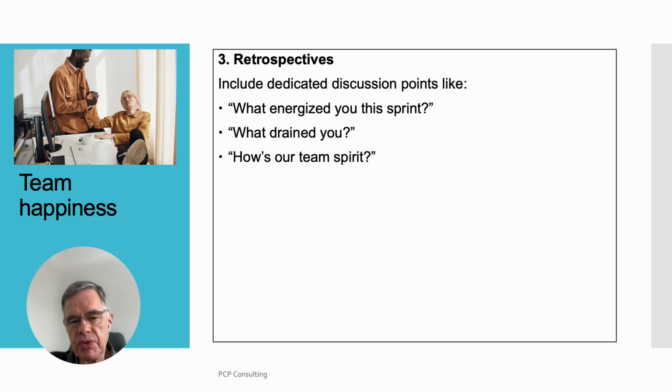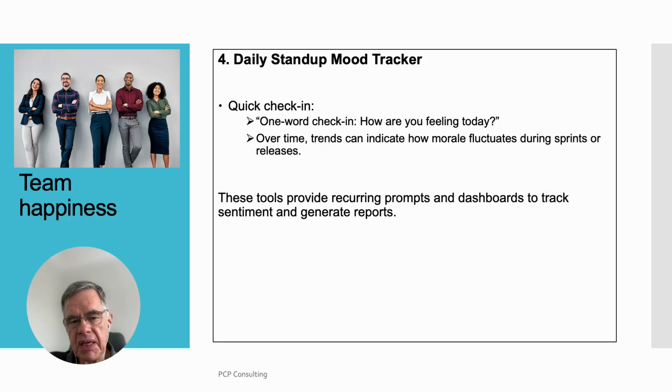Retrospectives include dedicated discussion points like, what energized you this sprint? What drained you? How's our team spirit? Daily stand-up mood tracker. Quick check-in. One-word check-in. How are you feeling today? Over time, trends can indicate how morale fluctuates during sprints or releases. These tools provide recurring prompts and dashboards to track sentiment and generate reports.